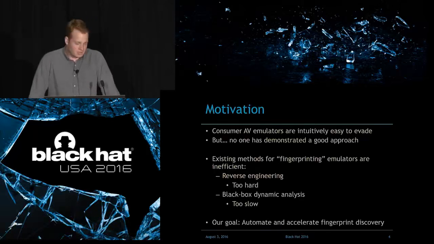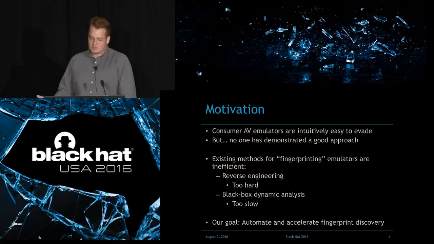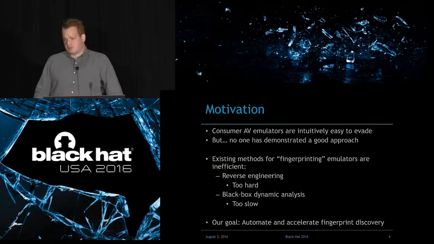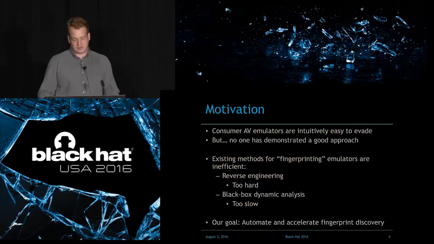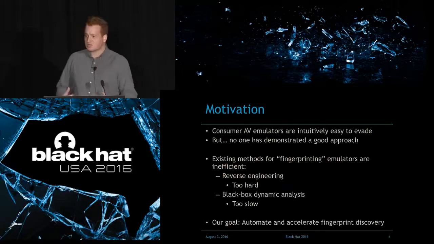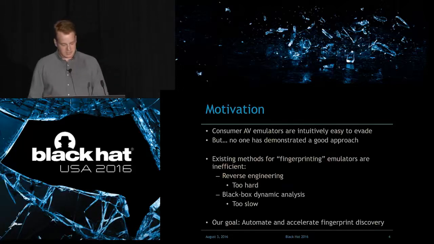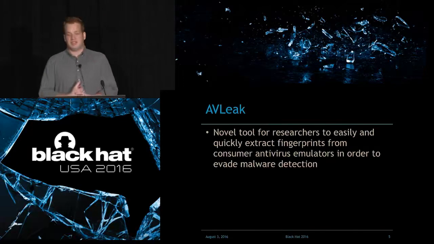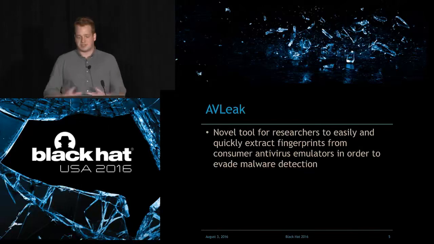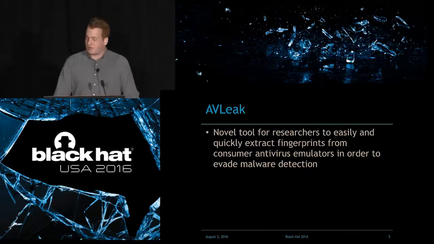So prior approaches for finding fingerprints, finding these ways of detecting these systems, are really inefficient. Either you have reverse engineering, which is just way too hard, incredibly difficult, or black box dynamic analysis, which I'm going to talk about in a minute, and that's just very slow and unwieldy. So our goal is to accelerate and automate this process. So what we built is AVLeak, a novel tool that allows researchers to easily and quickly extract these artifacts and these fingerprints from consumer AV emulators in order to create evasive malware.